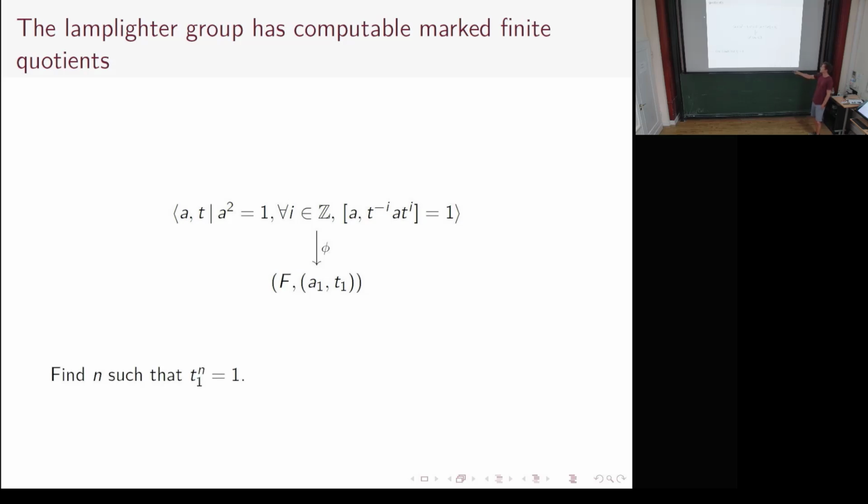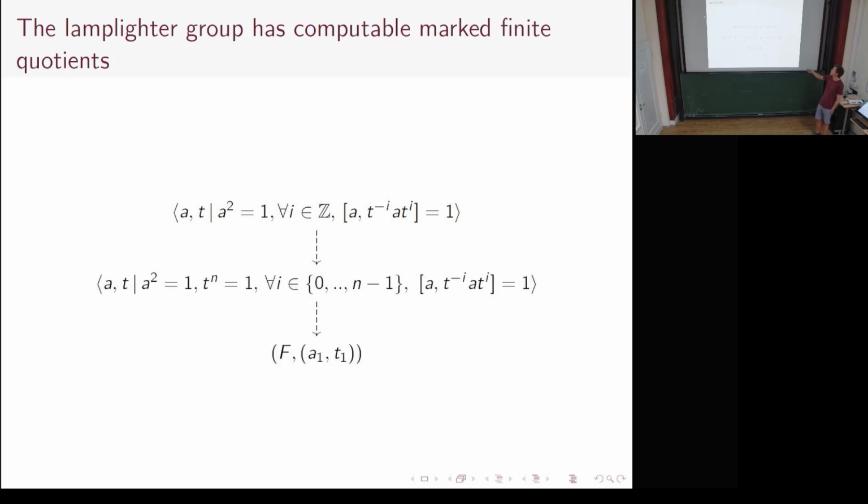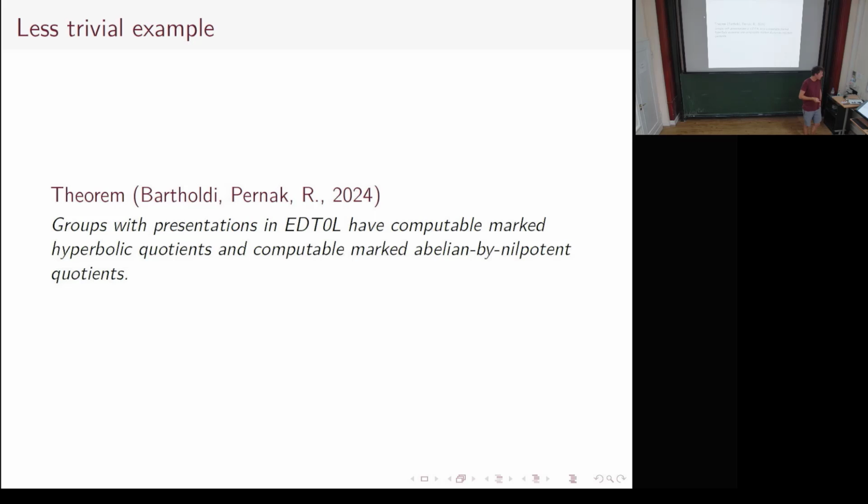Well, this T1 has a finite order. And once I know it has a finite order, there is a morphism like that if and only if it factors through the group obtained by adding T to the N as a new relation. But once you do that, those infinitely many relations go away, and you're left with a finite presentation in the middle, and you can check whether or not you have a quotient. This is a very simple example, but we have examples of the same phenomenon which are non-trivial.